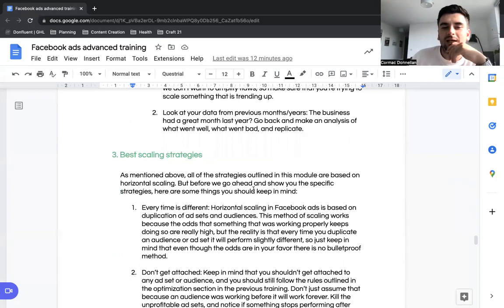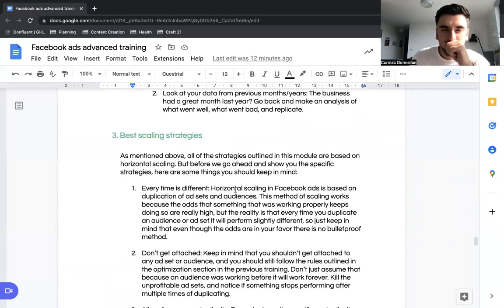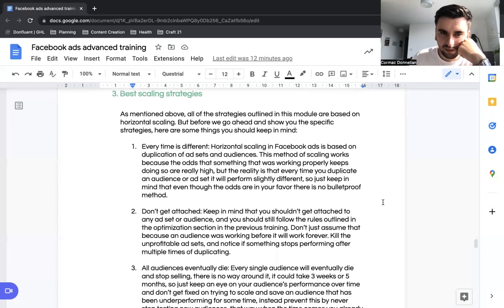Best scaling strategies. As mentioned above, all of the strategies outlined in the module are based on horizontal scaling. But before we go ahead and show you the specific strategies, here are some things you have to keep in mind. Number one, every time is different. Horizontal scaling in Facebook ads means based on the duplication of ad sets and audiences. This method of scaling works because the odds that something that has worked properly keeps doing so are quite high.